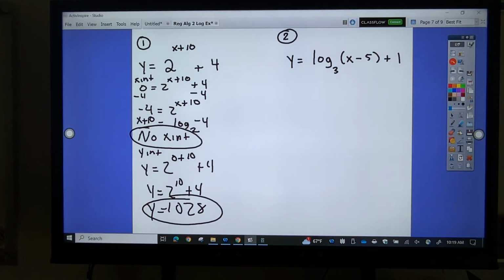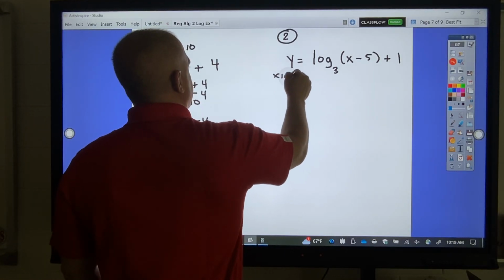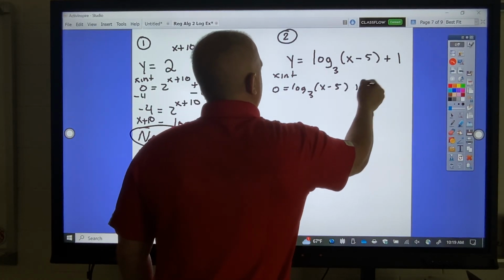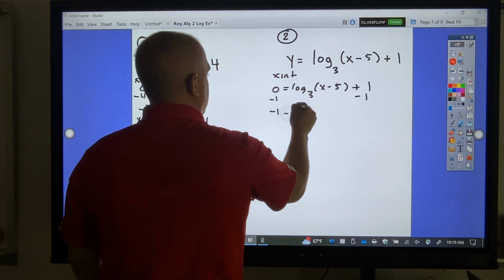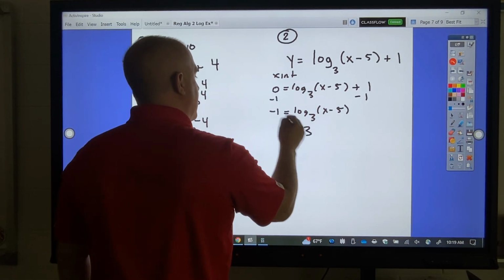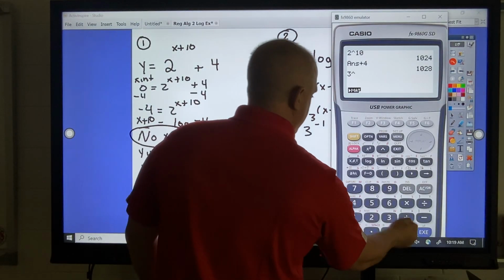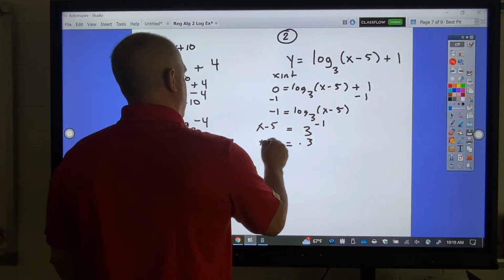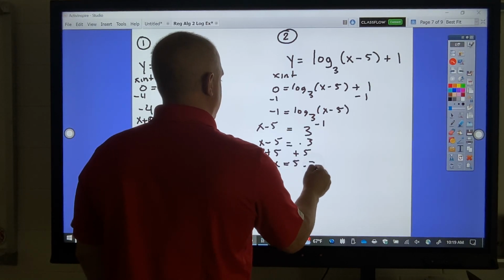Now let's go to this one. I'm going to do the x-intercept. I'm putting 0 in for y. I cannot calculate that, so I'm going to subtract 1. Still can't calculate this, so I'm going to convert it. So it's 3 to the negative 1 with x minus 5 coming over here. Well, I can evaluate 3 to the negative 1. It's 0.3 repeating. And then I would add 5. So x equals 5.3 repeating.